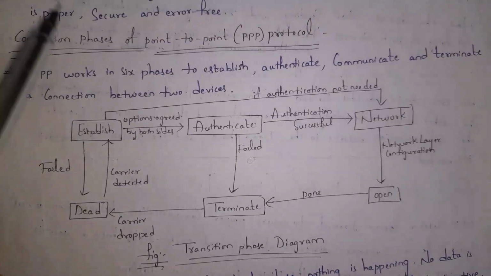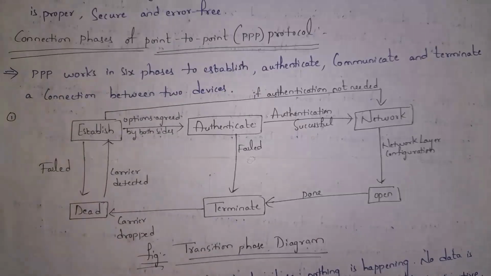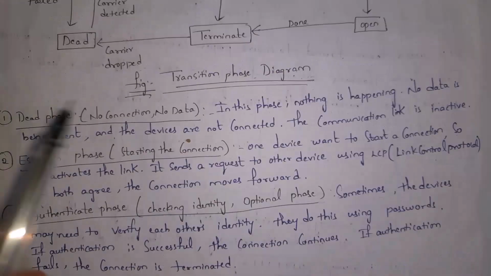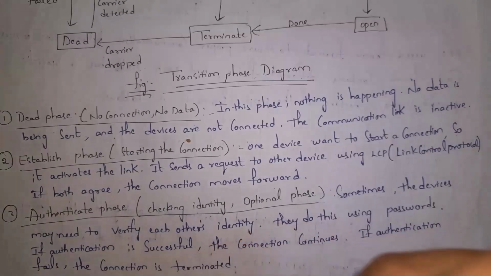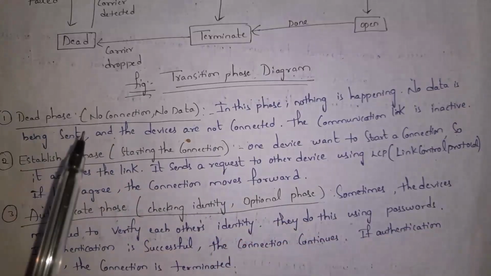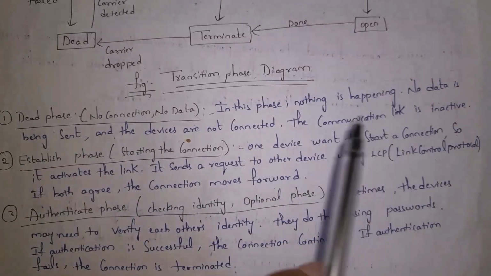Next I will explain connection phases of point-to-point protocol. Guys, there are a total of 6 phases in point-to-point protocol. I will explain each of them. And the first phase is dead phase. In dead phase, nothing is happening. No data is being sent and the devices are not connected. The connection link is inactive.